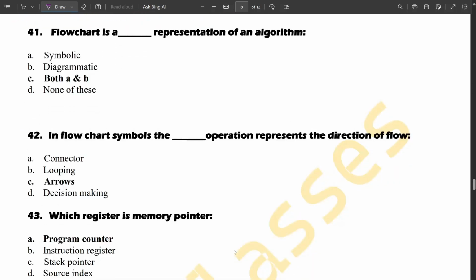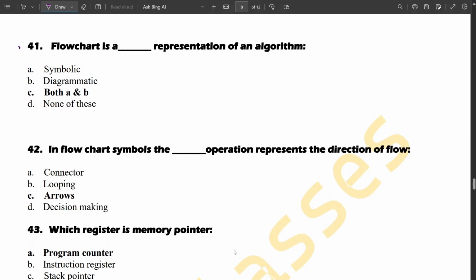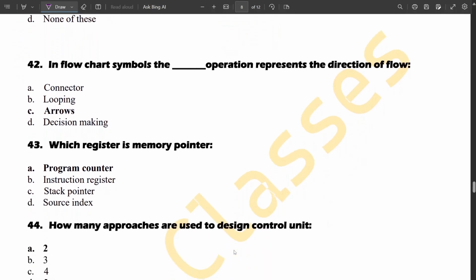Next, a flow chart is a representation of an algorithm. So symbolic and diagrammatic, both types of representation of an algorithm. Next, in flow chart symbols, which operation represents the direction of flow? Direction of flow is represented by arrows. Option number C, arrows.